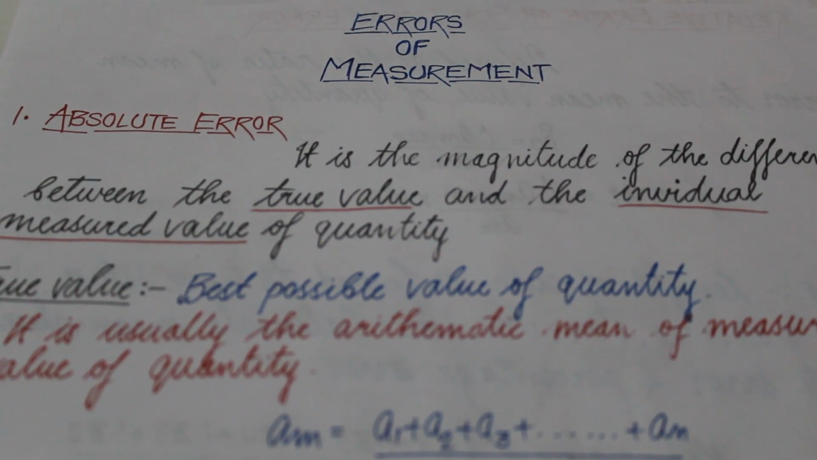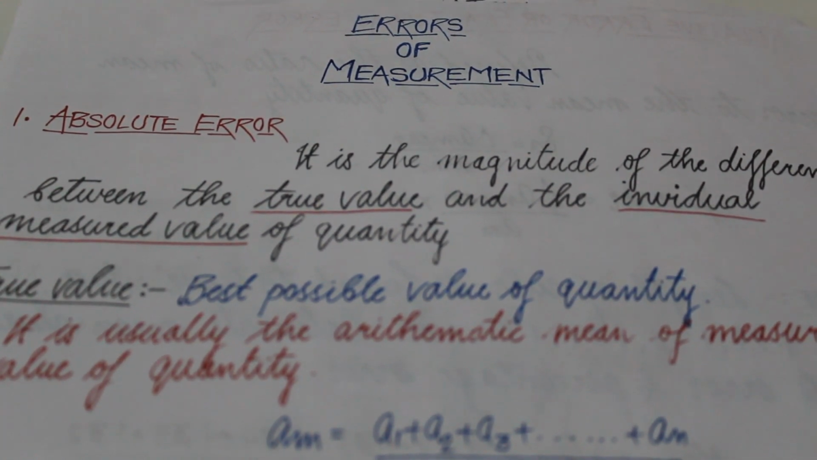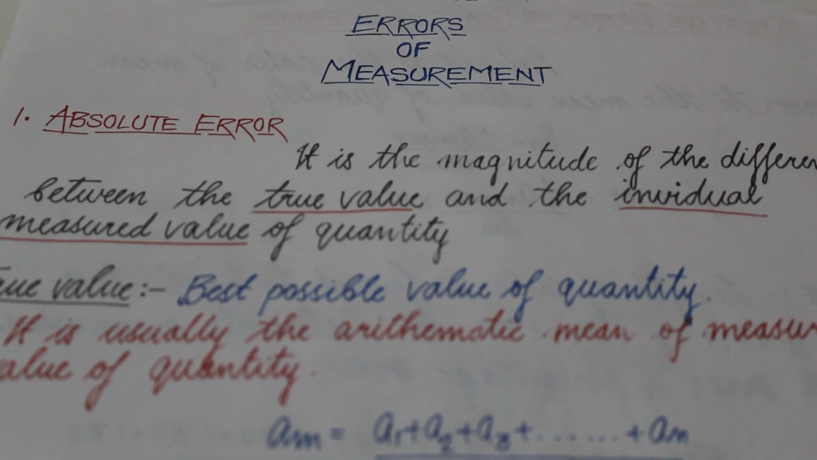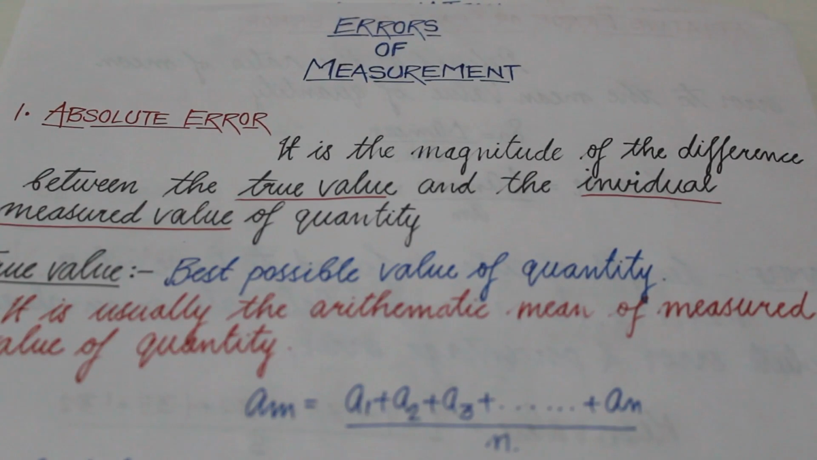Hello students, in this lecture we are going to study errors of measurement. What basically errors are. You must have heard of a proverb, to err is human. It means that it is the natural tendency of a human to make some errors. Errors are a part of our daily life. In this lecture, we will keep our concentration on errors of measurement. Errors of measurement basically means the error which a person commits while performing any experiment or doing any practicals.